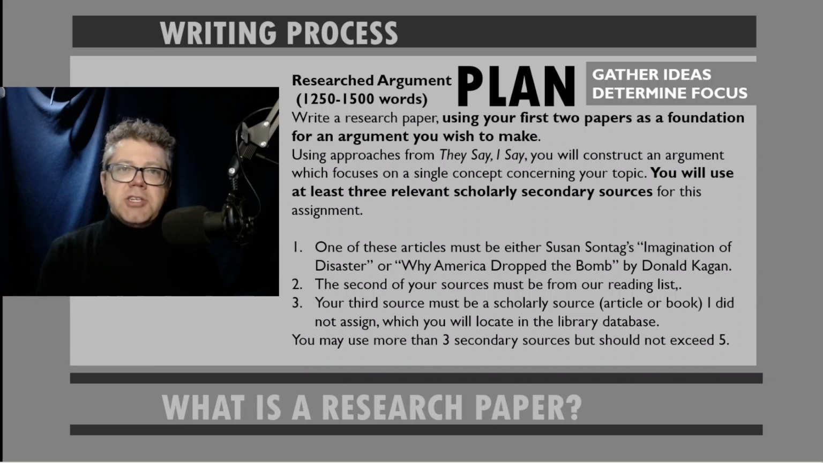So Sontag's Imagination of Disaster is for the students in my Godzilla track. Why America Dropped the Bomb by Donald Kagan is for the Hiroshima track. The second of your sources must be from our reading list.